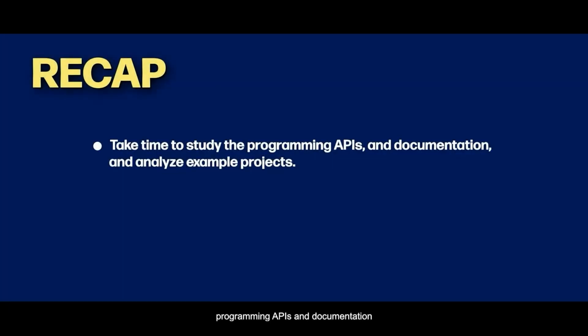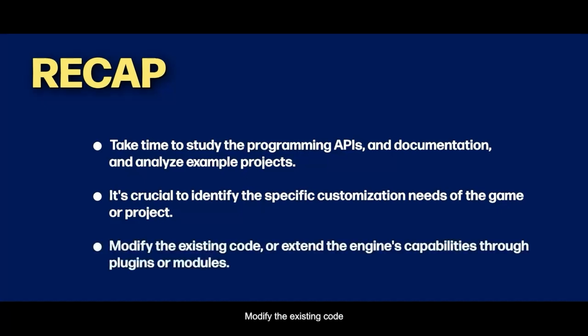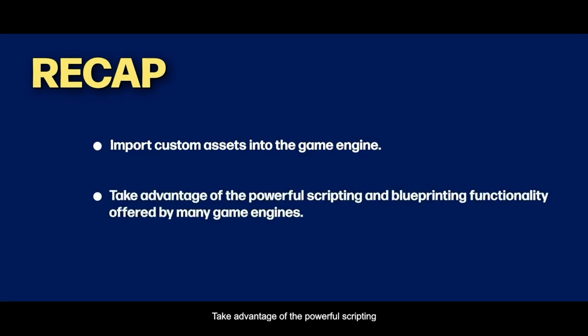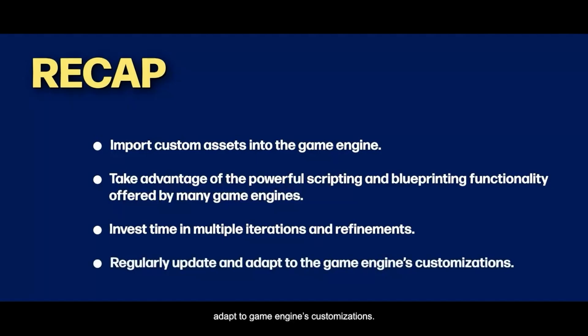Take time to study programming APIs and documentation and analyze example projects. It's crucial to identify the specific customization needs of the game or project. Modify the existing code or extend the engine's capabilities through plugins or modules. Import custom assets into the game engine. Take advantage of the powerful scripting and blueprinting functionality offered by many game engines. Invest time in multiple iterations and refinements. Regularly update and adapt to the game engine's customizations.